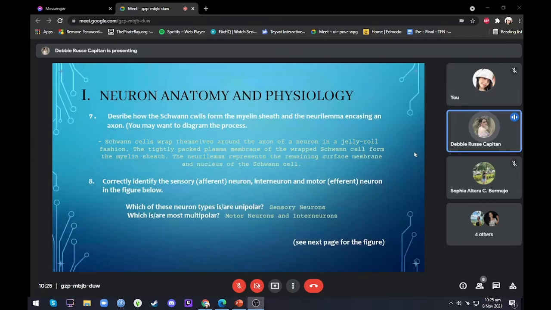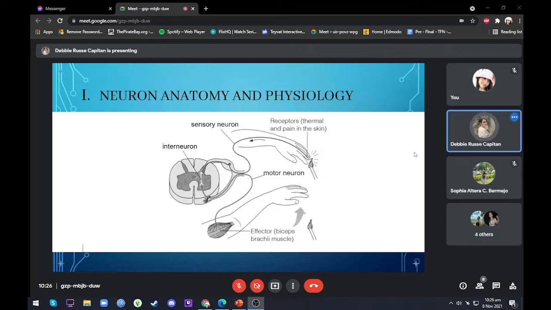Number 8, correctly identify the sensory or afferent neuron, interneuron, and motor or efferent neuron in the figure below. Which of these neuron types is or are unipolar? Our answer is the sensory neurons. Number 8.2, which is or are multipolar? Our answer is the motor neurons and interneurons. For the figure, as you can see on the picture flashed on your screen, we have the sensory neuron, the interneuron, and the motor neuron. This is also the effector and the receptor.